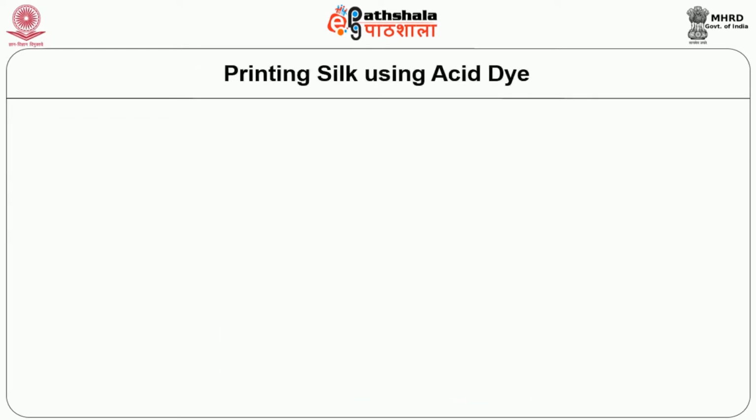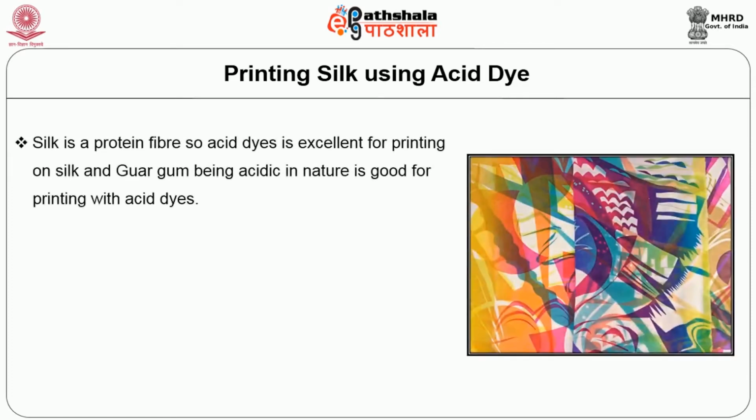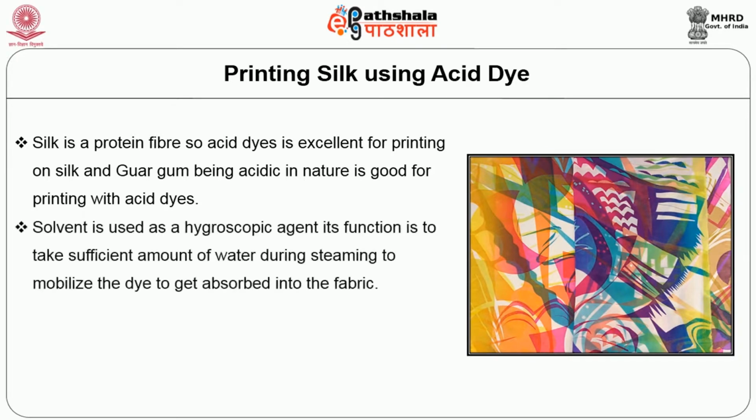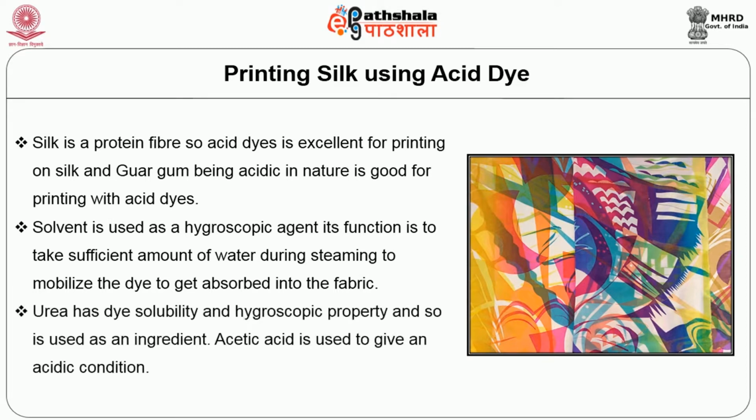Printing silk using acid dye. Silk, as all of us know, is a protein fiber, so acid dye is excellent for dyeing silk, and guar gum, being acidic in nature, is good for printing with acid dyes. Solvent is used as a hygroscopic agent. Its function is to take a sufficient amount of water during steaming to mobilize the dye to get absorbed into the fabric. Urea has dye solubility and hygroscopic property and so is used as an ingredient. Acetic acid is used to give an acidic condition.